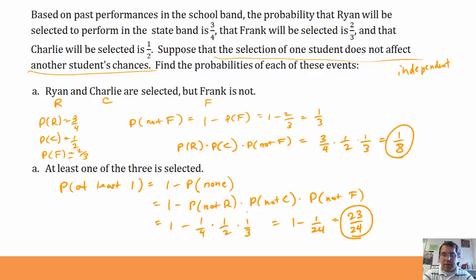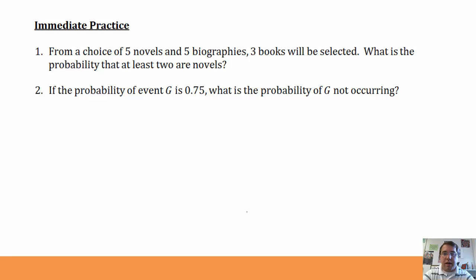23 out of 24. Here are your immediate practice problems. Number 1, from a choice of 5 novels and 5 biographies, 3 books will be selected. What is the probability that at least 2 of those books are novels? This is like the seniors and juniors problem. Number 2, if the probability of event G is 0.75, what is the probability of G not occurring? So that should be a very simple, quick problem. That is the end of section 15.10.